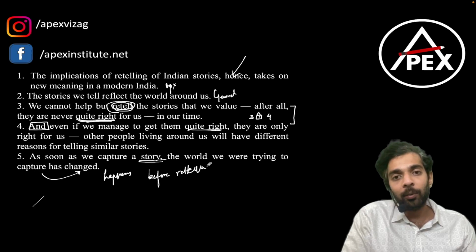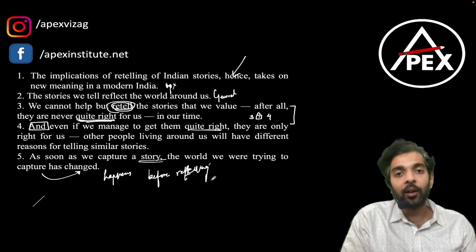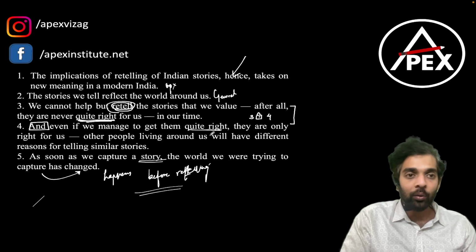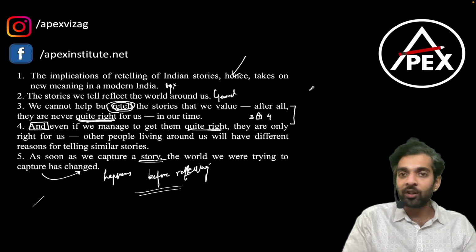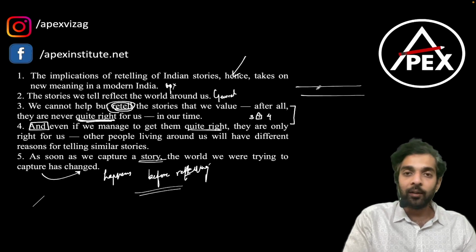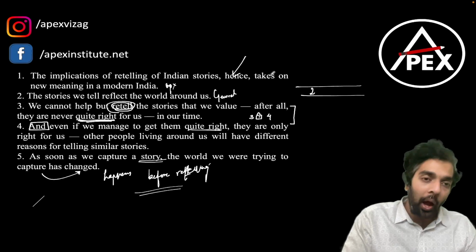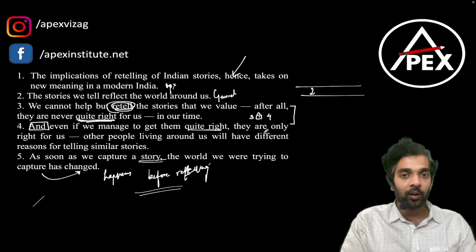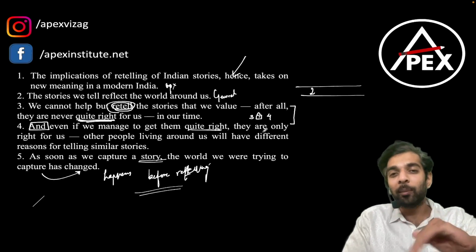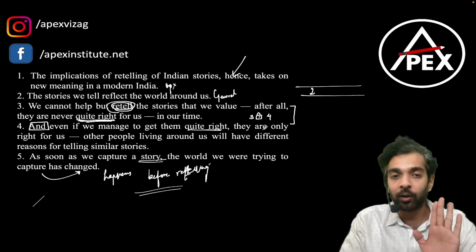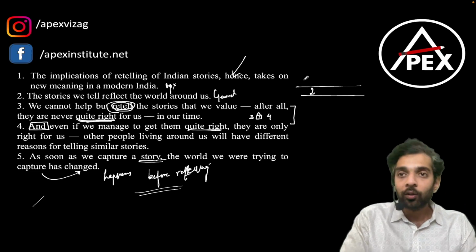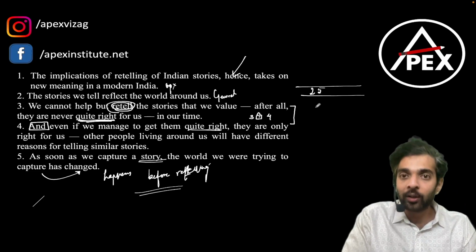Definitely this happens before retelling, correct? So now for me the most general statement that we have assumed is clearly 2. Yes. Every other statement is coming after the story has been retold except what? 5. So we can go with 2 and 5 together.